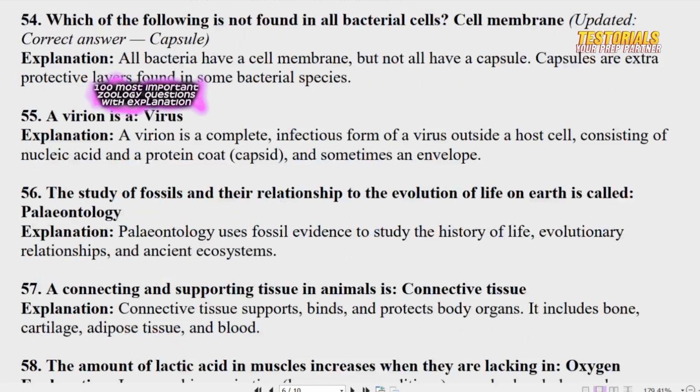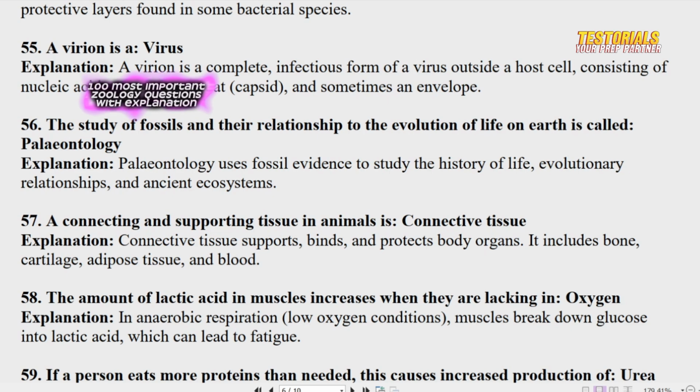57. A connecting and supporting tissue in animals is connective tissue. Explanation: connective tissue supports, binds, and protects body organs. It includes bone, cartilage, adipose tissue, and blood.